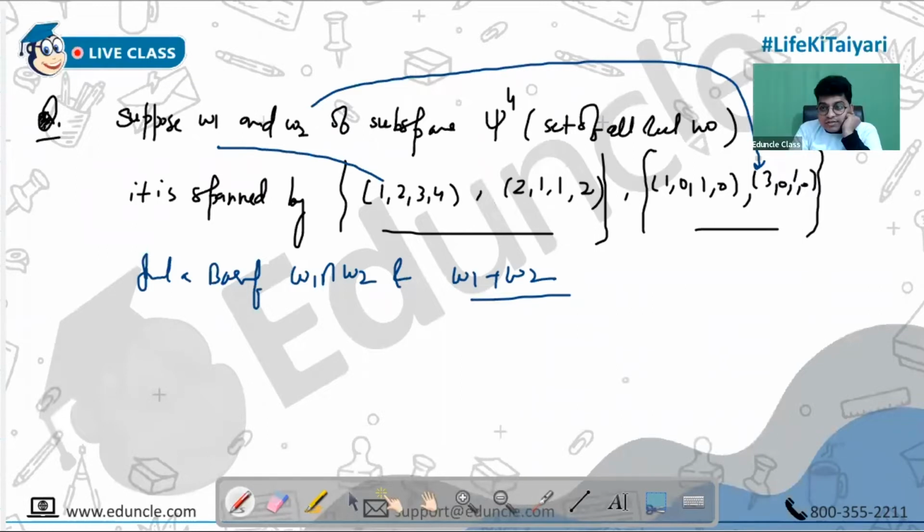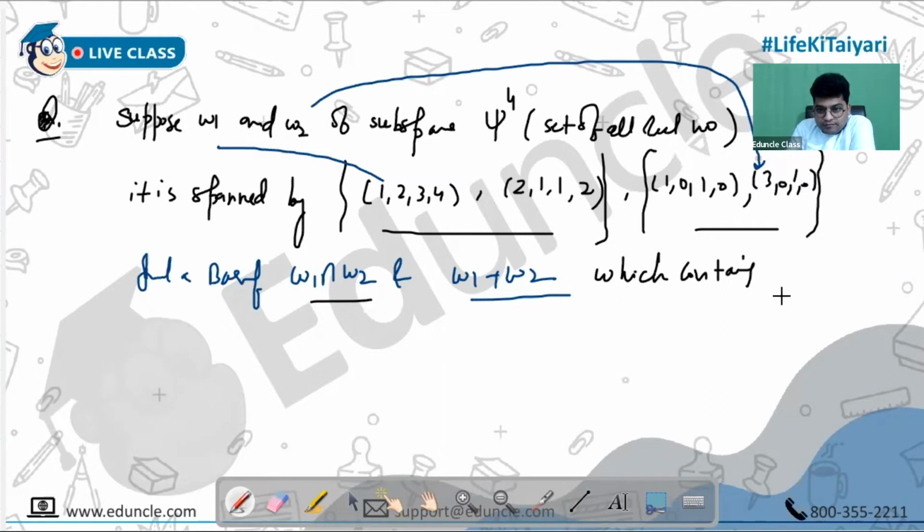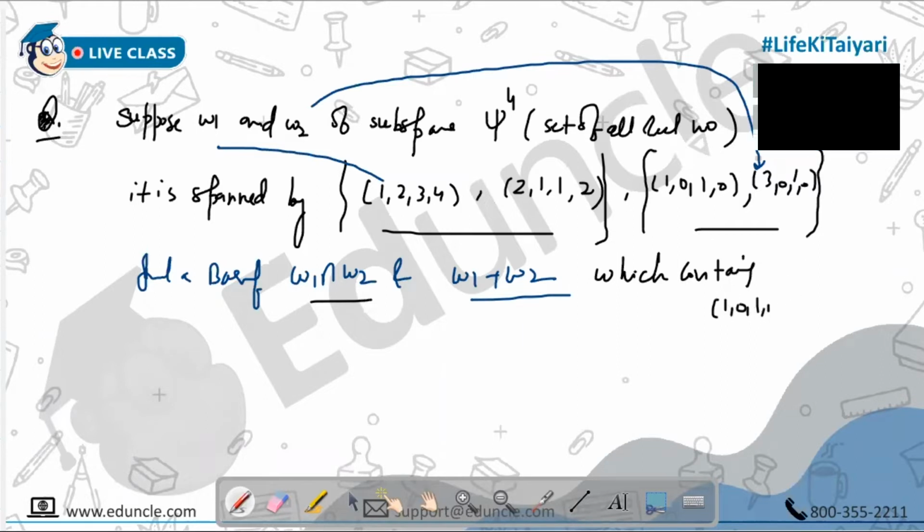What you are saying next? Which containing 1010 and 3010. That's the second set. Which one? Both W1 intersection W2 and W1 plus W2. They have mentioned find the basis of W1 intersection W2 and, yes, also find the basis of W1 plus W2 which containing 1010 and 3010.